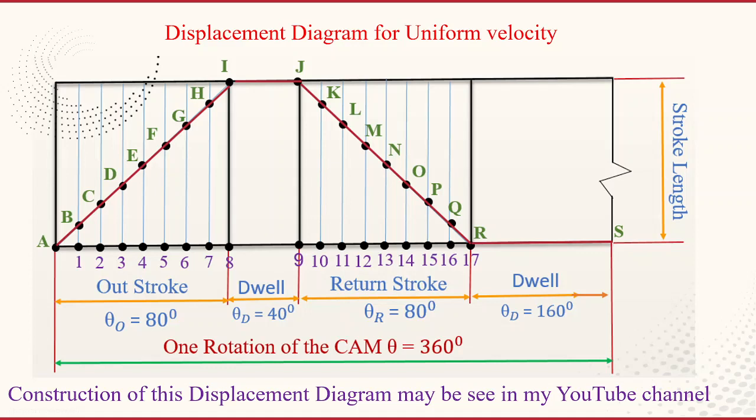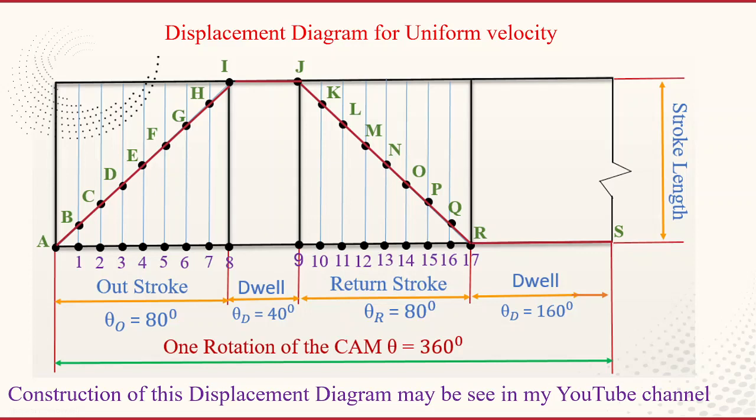From each point, draw the vertical lines and join the diagonal for the outstroke and the return stroke. The intersections of the diagonal line with the vertical lines mark the points, and assign the points A, B, C, D, E, F, G, H, I, J, K, L, M, N, O, P, Q, R. Yes, this is the required displacement diagram.